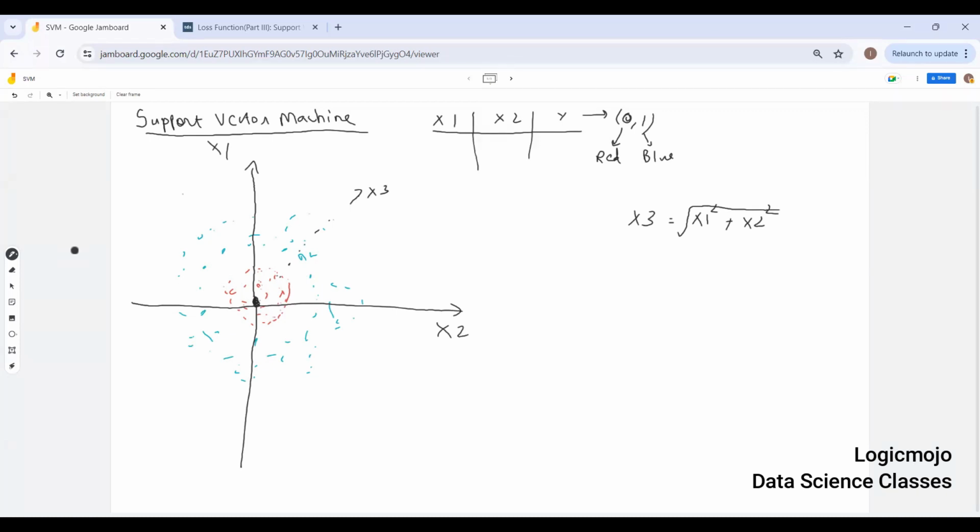Getting my point? Now it became a linear separation with respect to x3. You can clearly see that, let's say, this is the boundary. We can think of this boundary in terms of x3, that this boundary can be x3 equal to 7, let's say. So if x3 is less than 7, it's red. If x3 is more than 7, it's blue. Did you guys get this?